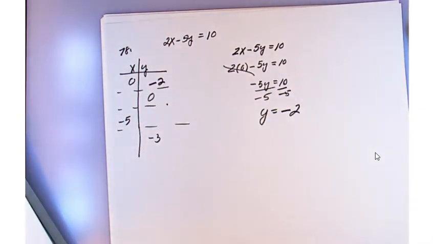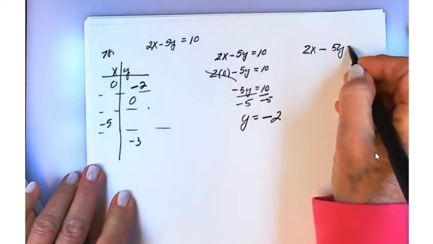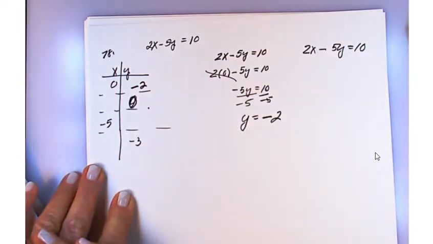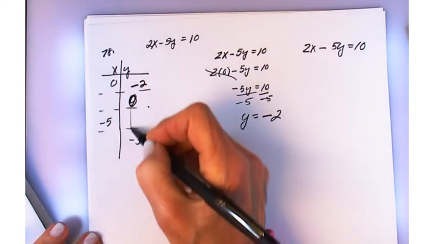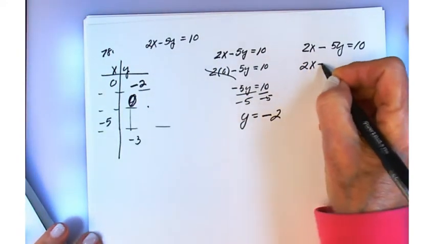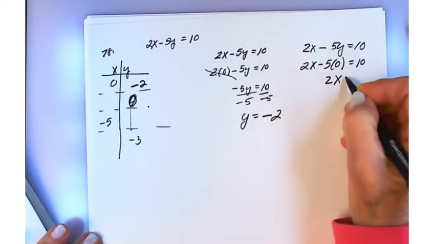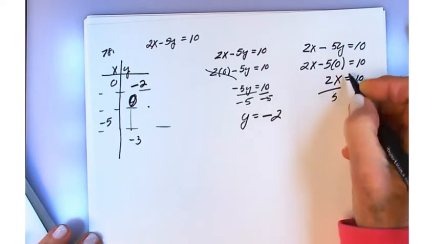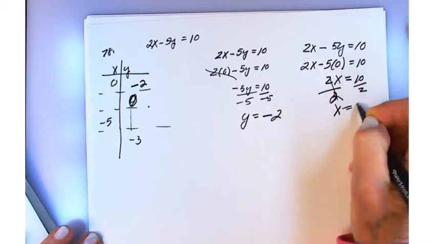Okay. So now we have 2x minus 5y equal to 10. I have a 0 here. Should I substitute that in the x position, or should I substitute it in the y position? Well, since it's under the y column, we have to substitute it in the y location. So we have 2x equal to 10, and I'm going to divide each side by 2, and that's going to give me x equal to 5. Okay?